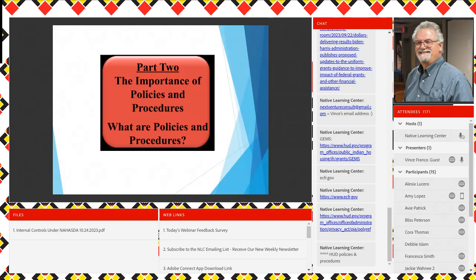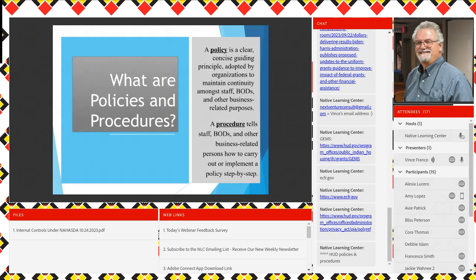Importance of policies and procedures. What are they? I kind of alluded to them. They are where the more detail is. A policy is a clear, concise guiding principle adopted by an organization to maintain continuity for the organization in sync with its internal controls. The difference between the policy and procedure is that the procedures are more like an owner's manual. If you can envision an owner's manual for a blender you might have in your kitchen, or for a lawnmower that you might have in your garage.